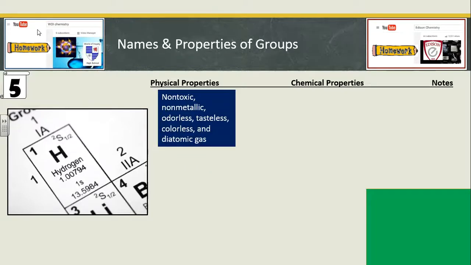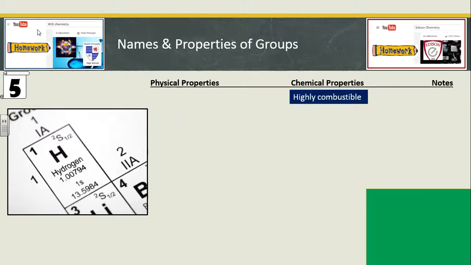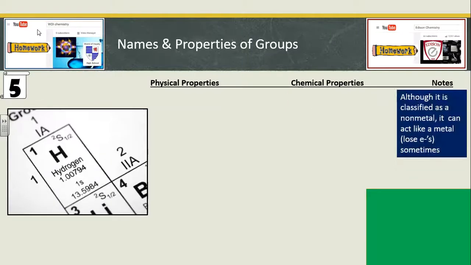Hydrogen has its own special group. Notice it's detached on our periodic table. It's non-toxic, non-metallic, odorless, tasteless, colorless, and guess what? It goes boom. It is highly combustible. I should have a GIF of the Hindenburg blimp going up in flames that was filled with hydrogen, which was a super light gas. Although it is classified as a non-metal, sometimes it does act like a metal. Notice it has 2 oxidation states, but we never call it a metal because it is a gas. Okay. Remember, metals lose electrons, so it can act like a metal, but it isn't always, and it doesn't happen very often. Okay. It's just a special disclaimer there.